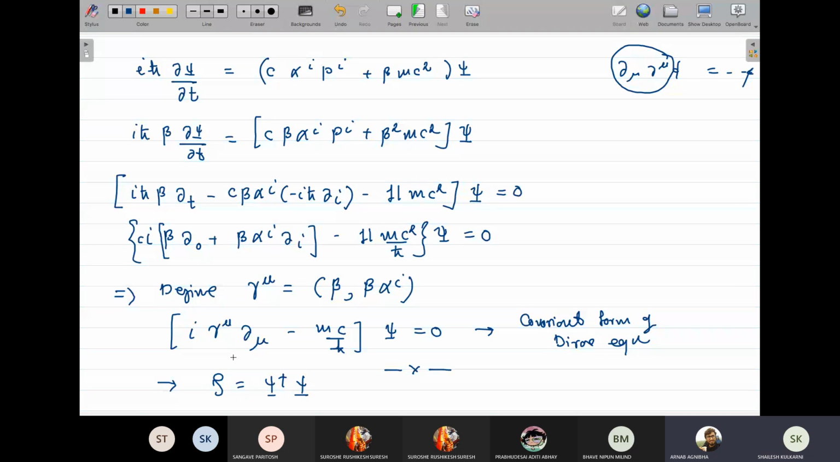And also he wanted to remove this negative energy solution, but there he failed. You will see that although this equation gives you the positive definite norm, positive definite probability density, there are negative energy solutions. So the negative energy problem plagues this.